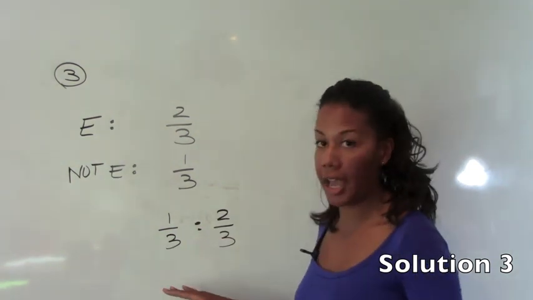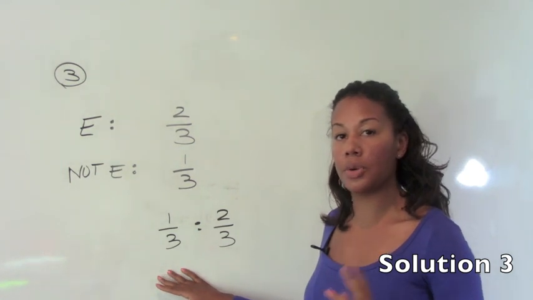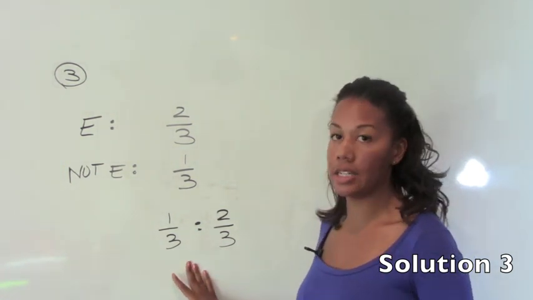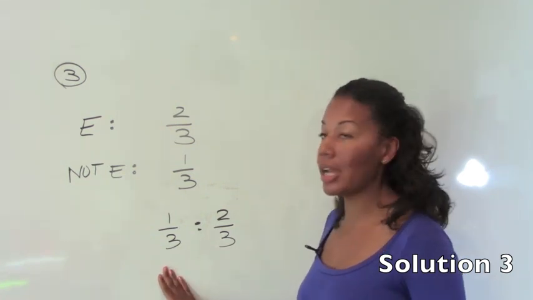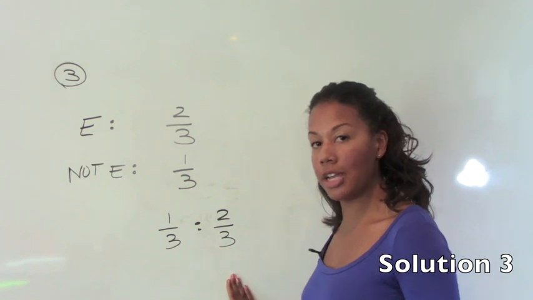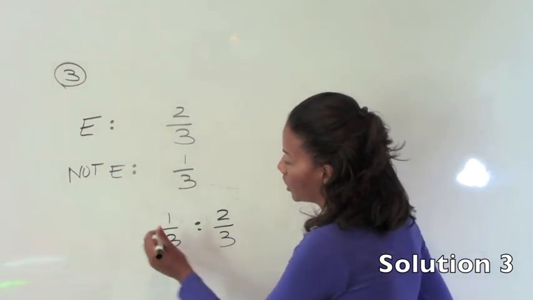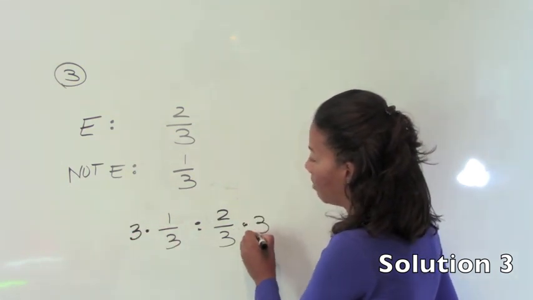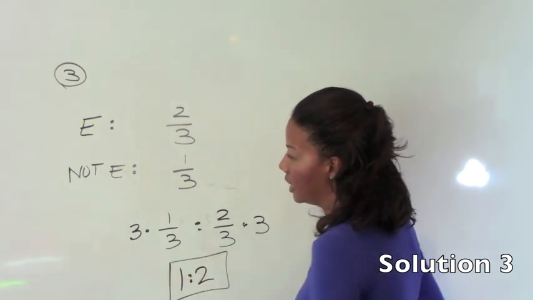Great. So you feel like you have your answer down, and you look at the answer choices and see that the ratio is written in integers only. You have fractions, so how can we convert this to integers? Just like an equation, whatever you do to one side of your ratio, as long as you do it to the other side, you're keeping your ratio balanced. So to get rid of the fraction here, you need to multiply by 3, and then multiply this side by 3, and you get a ratio of 1 to 2, so your answer is B.